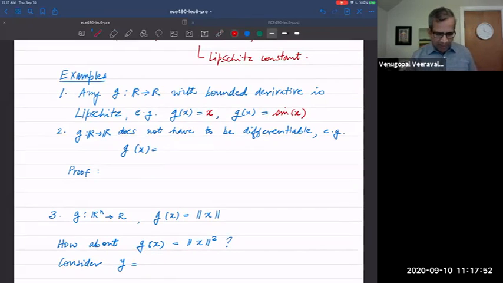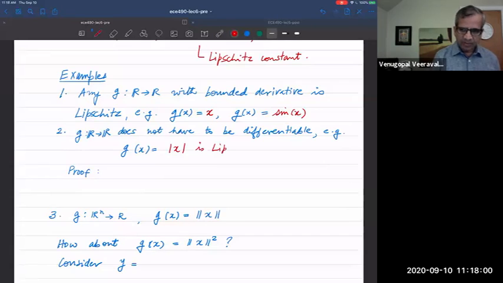But it doesn't have to be differentiable. For example, g(x) equals absolute value of x is Lipschitz. Actually, it's Lipschitz with Lipschitz constant 1. And it's actually true for any norm, by the way, and we'll see that in just a minute. But the proof of this follows from the triangle inequality.